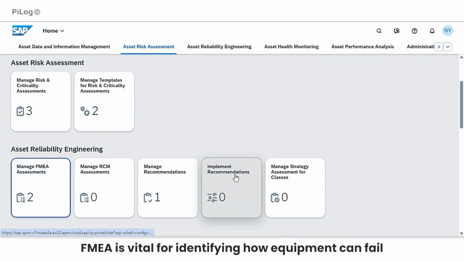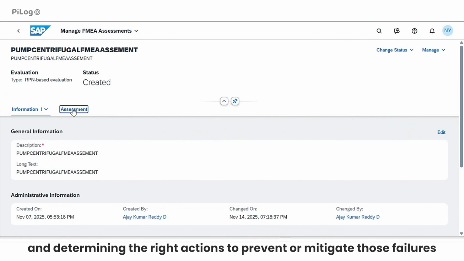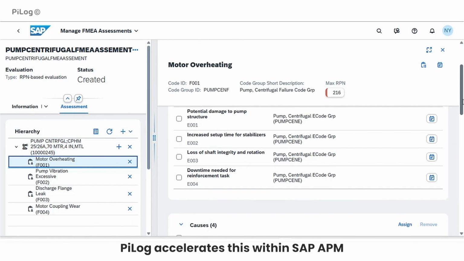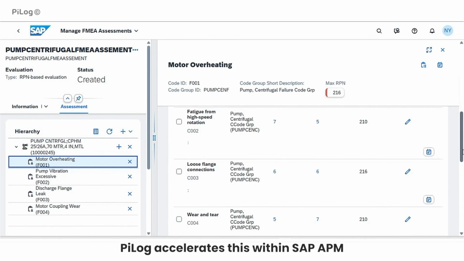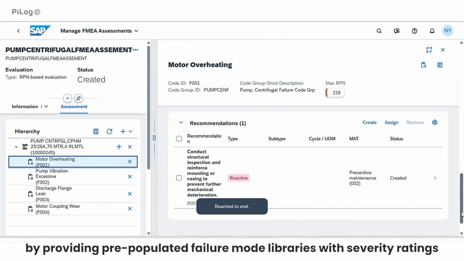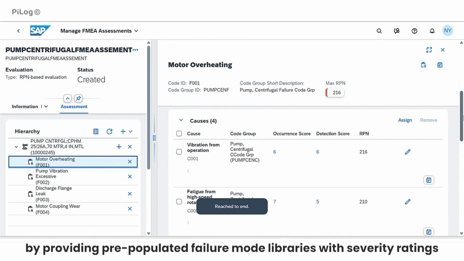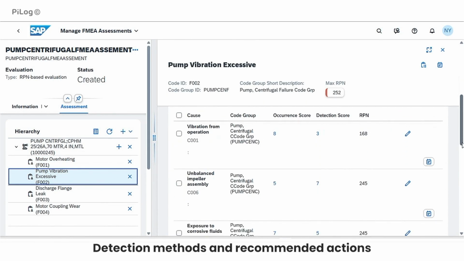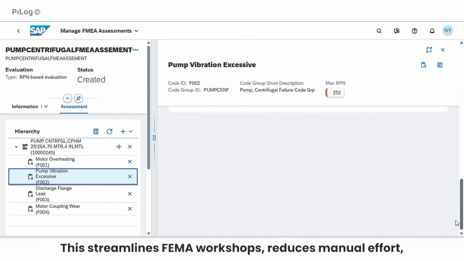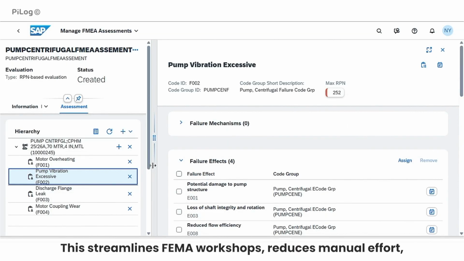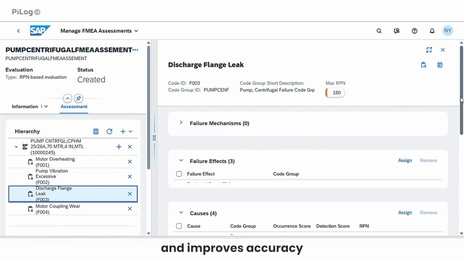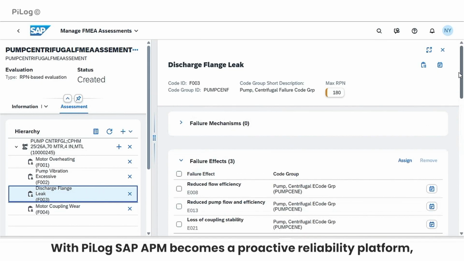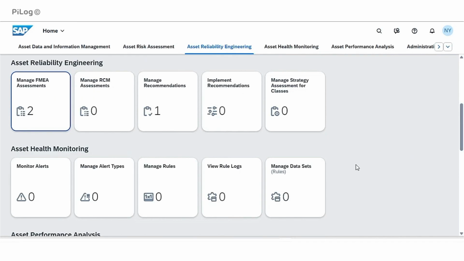FMEA is vital for identifying how equipment can fail and determining the right actions to prevent or mitigate those failures. PiLog accelerates this within SAP APM by providing pre-populated failure mode libraries with severity ratings, occurrence probabilities, detection methods, and recommended actions. This streamlines FMEA workshops, reduces manual effort, and improves accuracy. With PiLog, SAP APM becomes a proactive reliability platform.